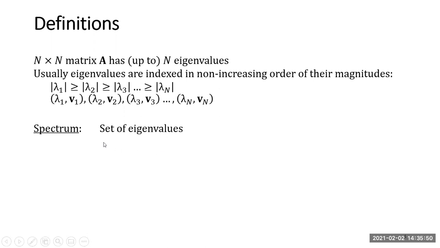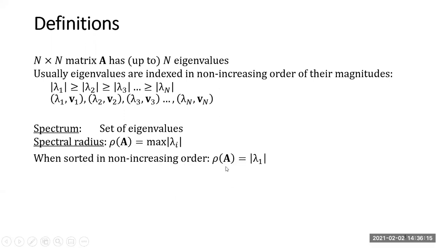The spectrum of the matrix is the set of eigenvalues. And the spectral radius of the matrix, rho of A, is the max of the absolute values of lambda i. And if we sort them in this order, we index them in this order. So lambda 1 is the one which is numerically the largest eigenvalue. Then the absolute value of lambda 1 will be the spectral radius of the matrix.